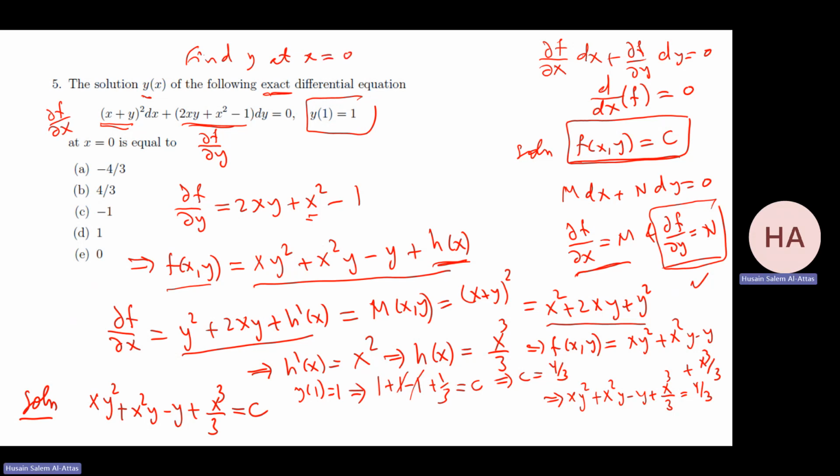When x equals 0, so substitute 0. We have, at x equals 0, this is 0, 0. So you have 0 minus y. This is 0 also, equals 4/3. So y will be what? y will be minus 4/3. And that will be my answer.